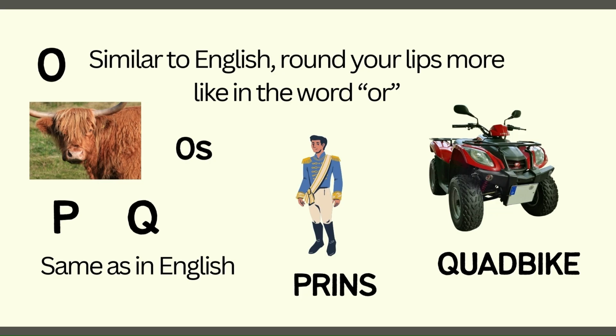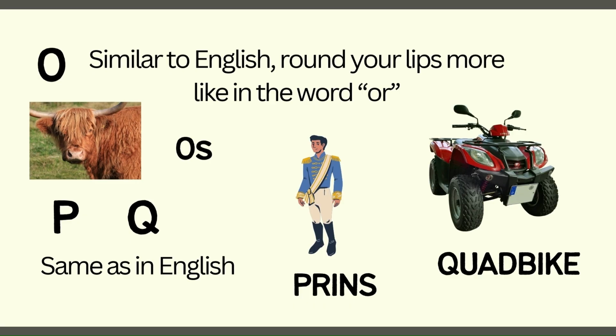The letter O is pronounced similar to English, but where in English we tend to say O, you have to round your lips slightly a bit more to make it O. Almost like in the word or. So not O, but O. The example we have is an ox. But once again, listen to the difference. O, ox.